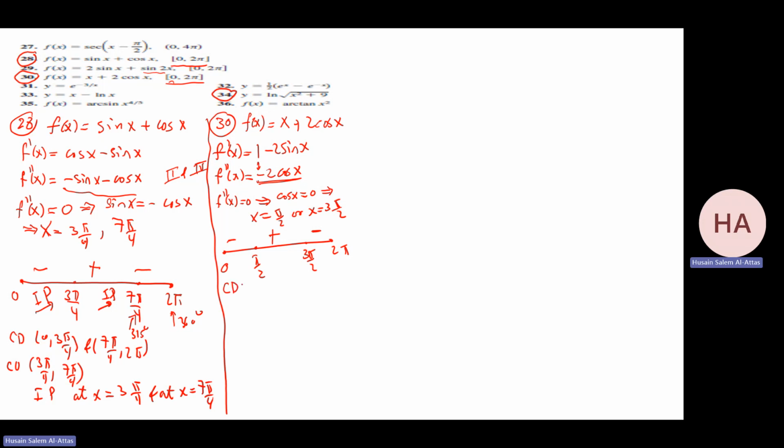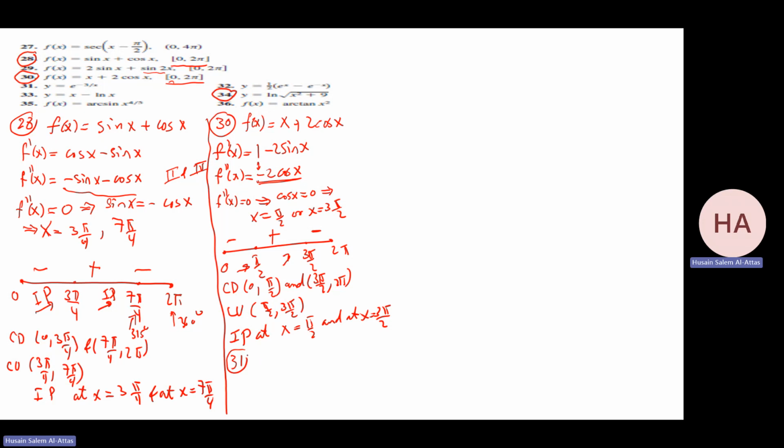So it's concave down from 0 to pi over 2 and 3 pi over 2 to 2 pi. Concave up from pi over 2 to 3 pi over 2. Inflection points, yes, here and there, at x equals pi over 2 and at x equals 3 pi over 2. Okay, next one. This is 30, now 31.